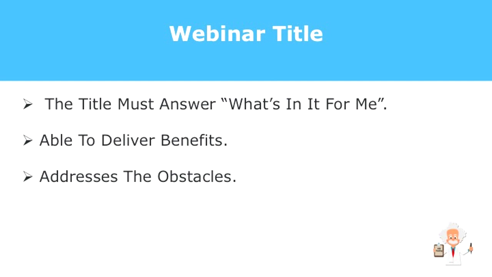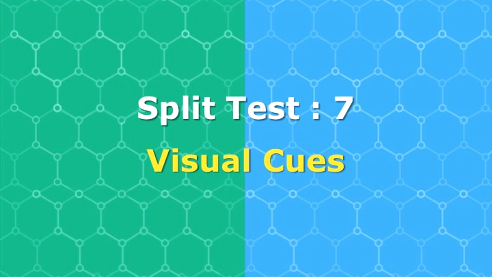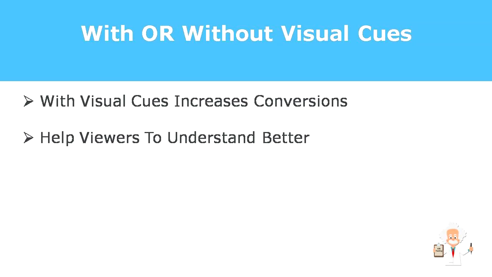The reason is self-explanatory. The title answers the "what's in it for me" question, gives one method to deliver the benefit, and addresses the obstacles which the webinar will help overcome. In your webinar, sometimes you'll need to have visual cues to direct your viewers to act on something, like clicking on a button for a new lesson or simply clicking the like button. So, should you do it? If you do, kudos. You've just added another element that increases your conversion.